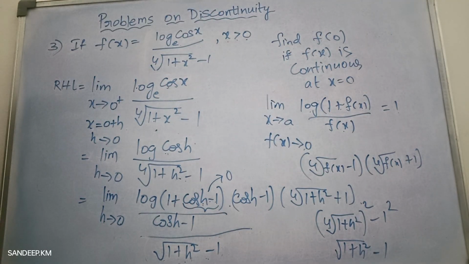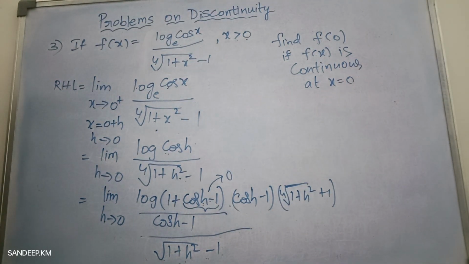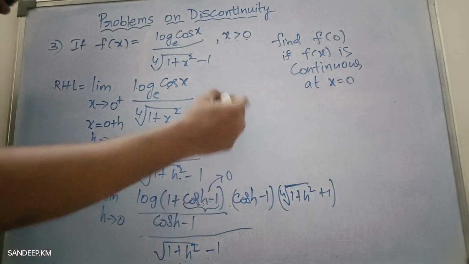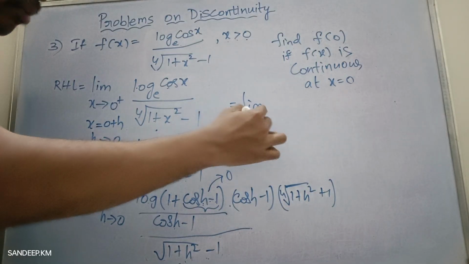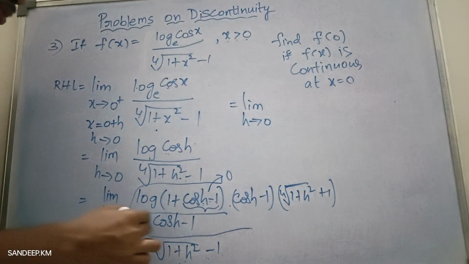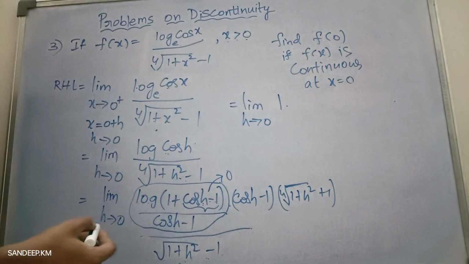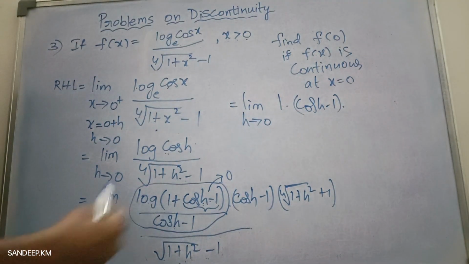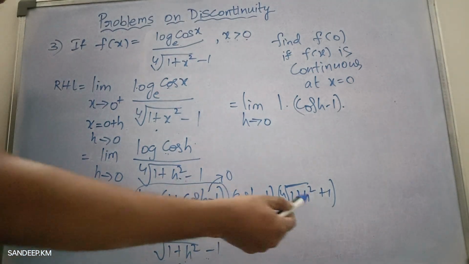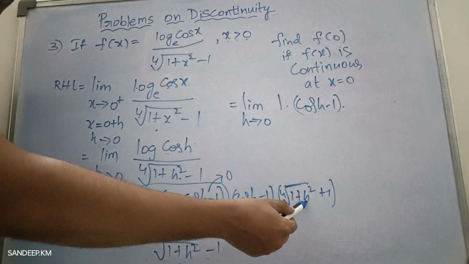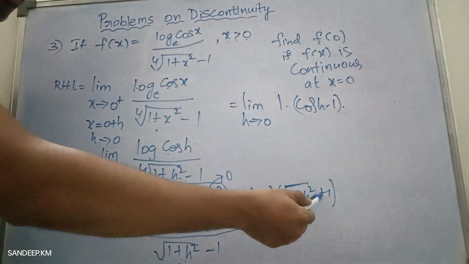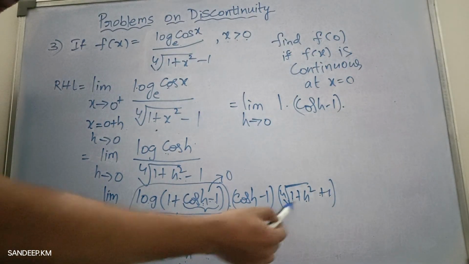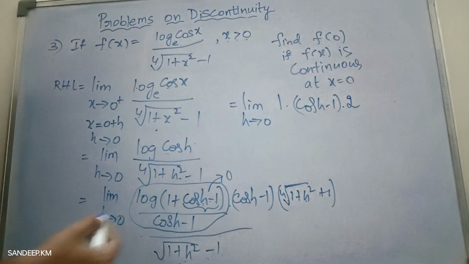Fine. Next, after this, let us see what to do. Now, dear students, log of 1 plus f of h divided by f of h is 1 according to logarithmic limits. So limit h approaches 0, this is going to become 1. And cos h minus 1 as it is. In this function, you can substitute h value as 0. And when I substitute h value as 0, I'll get 4th root of 1 plus 1. 4th root of 1 is 1, 1 plus 1 is 2. So I got this in the numerator.